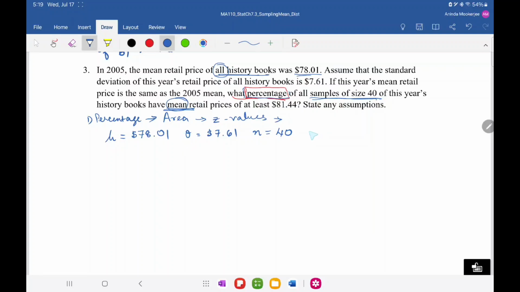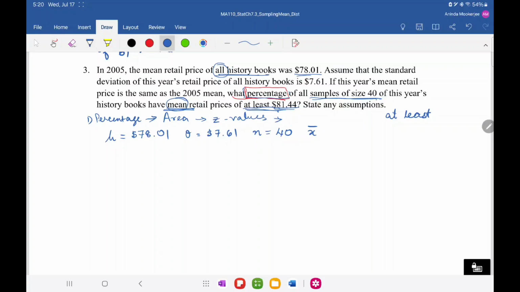So we're going to say X bar is, now it's not just 81.44, it says at least 81.44. What does at least mean? Let's write it down on the side. At least means 81.44 is the lowest value.